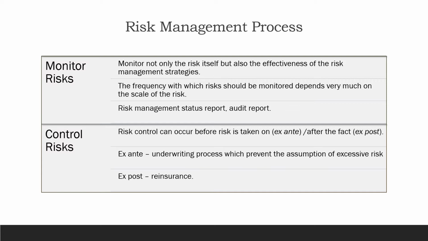Fifth step is controlling risk. Risk control can occur before risk is taken on, ex ante, or after the fact, ex post. An example of ex ante is the underwriting process, which prevents the assumption of excessive risk. An example of ex post is reinsurance.